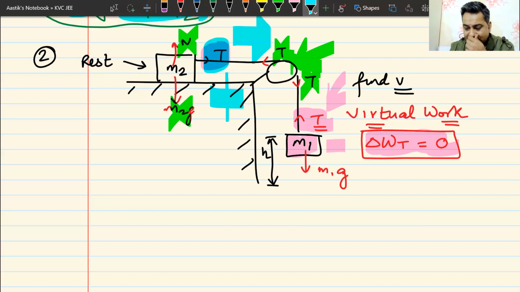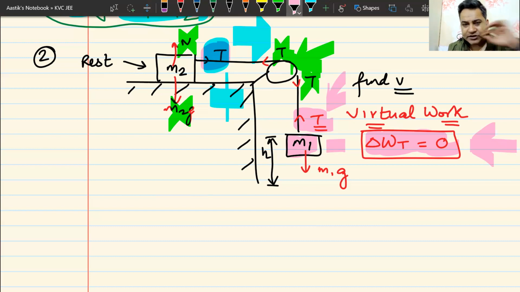Blue tension will do positive work. The pink tension will do negative work. Both will be equal, and they are going to cancel out each other, and hence the work done by tension will always come as 0. Do we all understand this? Can I have some raised hands that we understand this? Everyone in the class, work done by tension is 0.